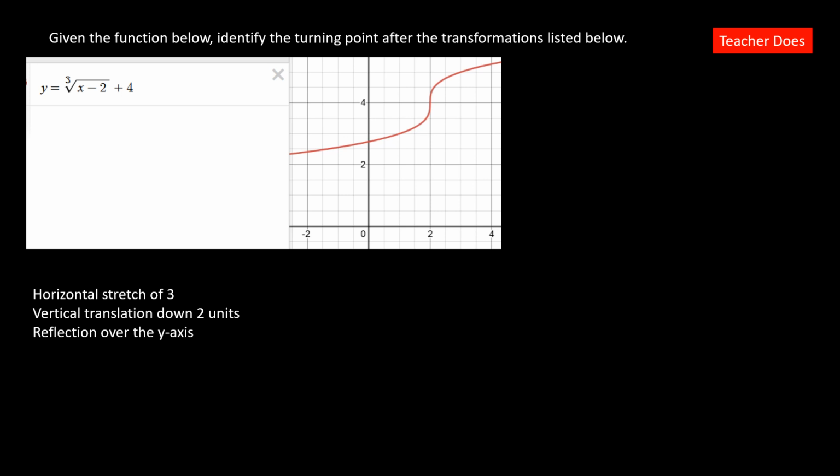All right, so on this one here, we have a little bit of transformations. It says, given the function below, identify the turning point after the transformations listed below. So the turning point is going to be here where we're turning, okay, where we're changing directions. And this point is at (2, 4).